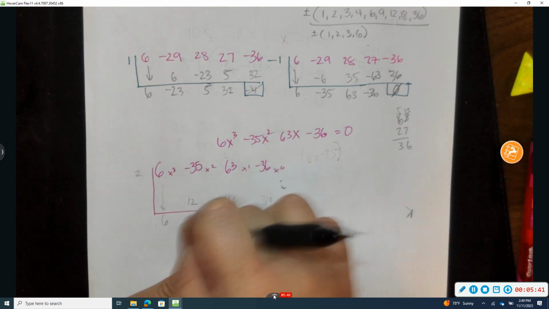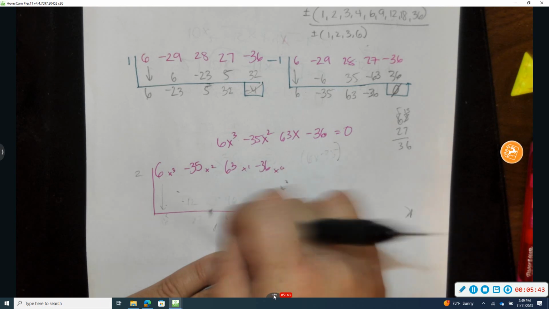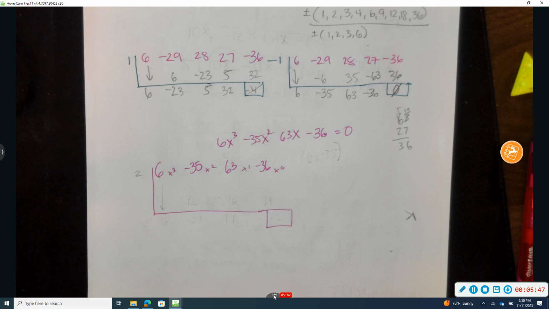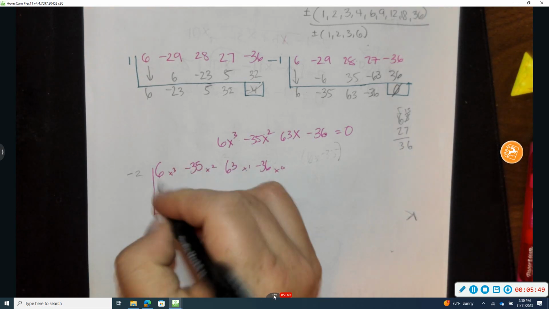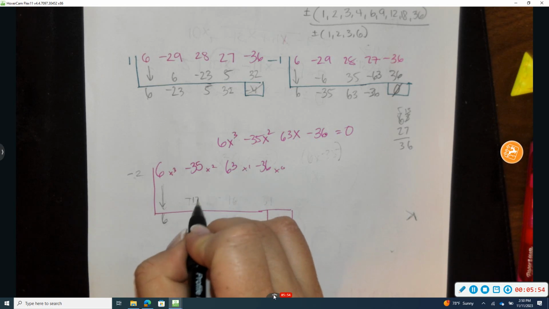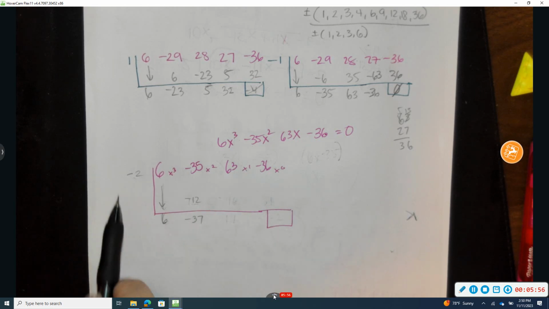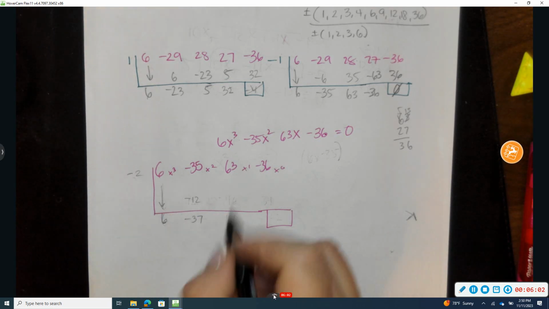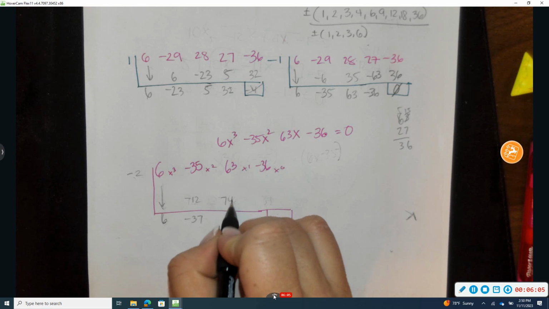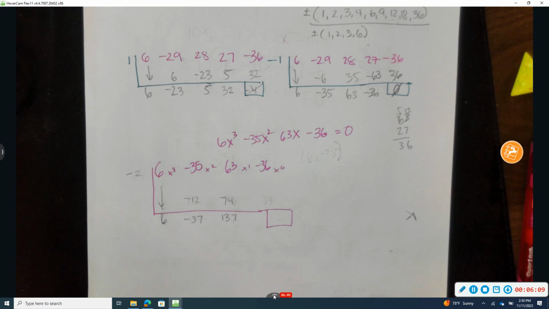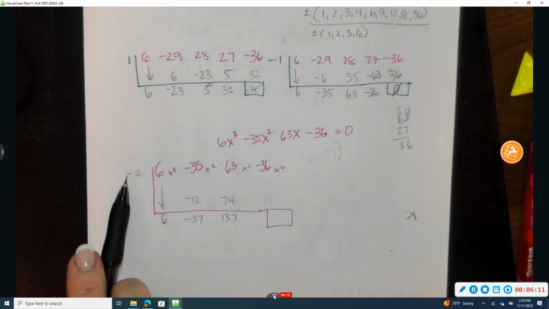So I'm going to erase this down below, and I'm going to test negative 2. Okay, test negative 2. Drop down. Here we go. So 2 times negative 6 is negative 12. Combined to give you negative 37. Oh, 37 times 2, is that 74, I believe? I believe that's 74, and it's a positive 74. Oh my goodness. So I'm adding these together, and I have 137.